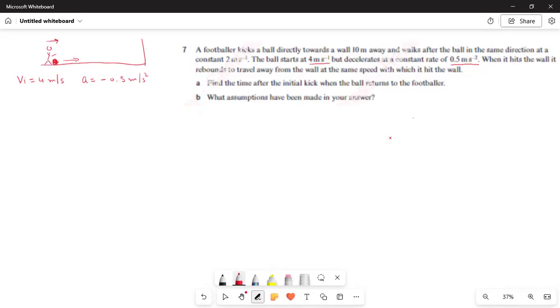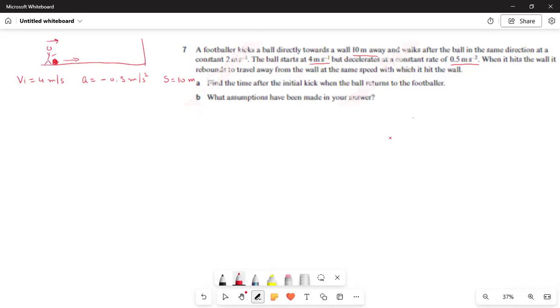Okay, so for the ball, initial speed is this, acceleration is this, and the distance to the wall is 10 meter. Okay, this is also given, 10 meter away, right? So I want to know how long it will take for the ball to reach the wall. So how long it will take to travel a distance of 10 meter.